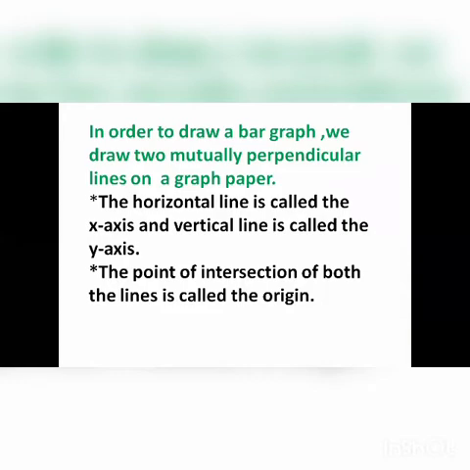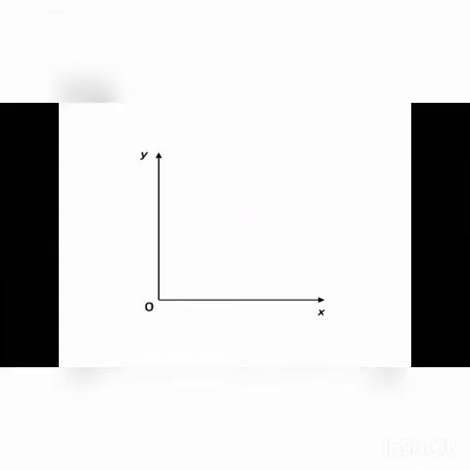In order to draw a bar graph, we draw two mutually perpendicular lines on a graph paper. First, the horizontal line is called the x-axis and the vertical line is called the y-axis. The point of intersection of both the lines OX and OY is called the origin, generally denoted by O.